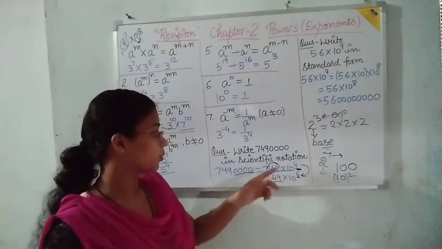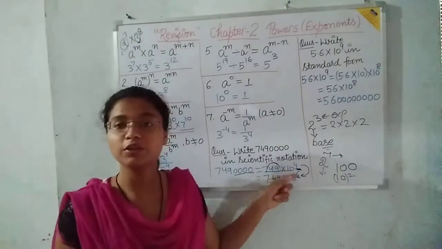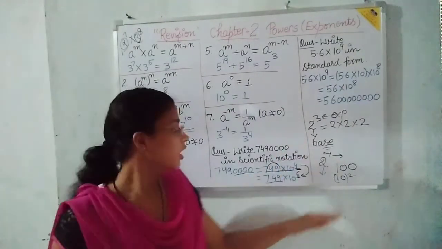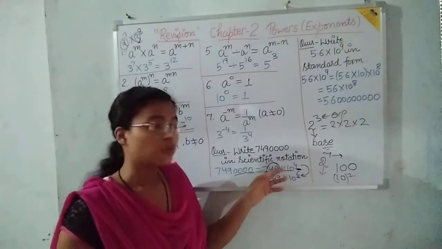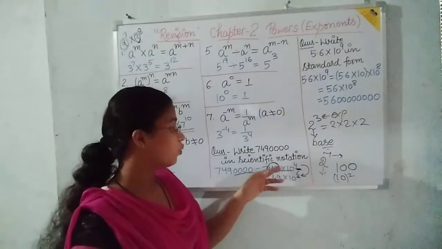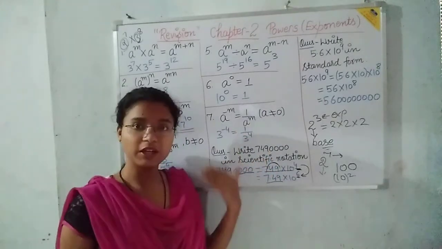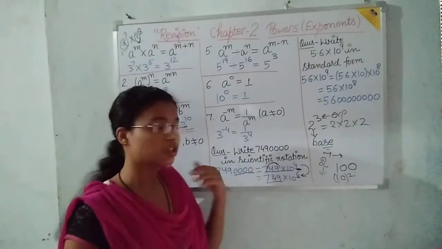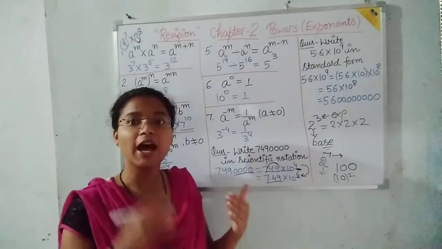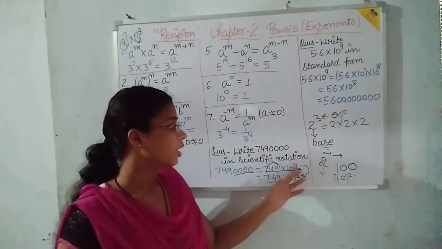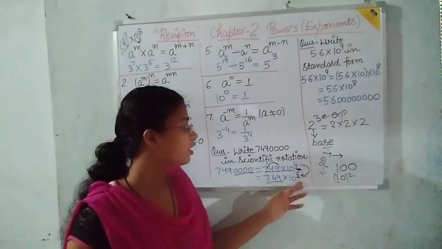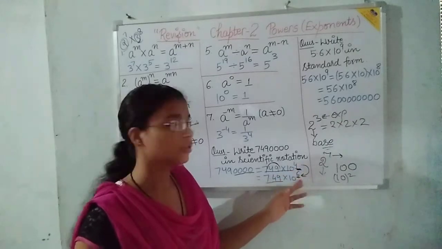One more time I will explain this question. Suppose 749 into 10 to the power 4 is given. If in the last one decimal is given, if you want to shift this decimal to the left hand side, 2 digits you are shifting this decimal, so just add plus 2 in the power. This power will become 6.